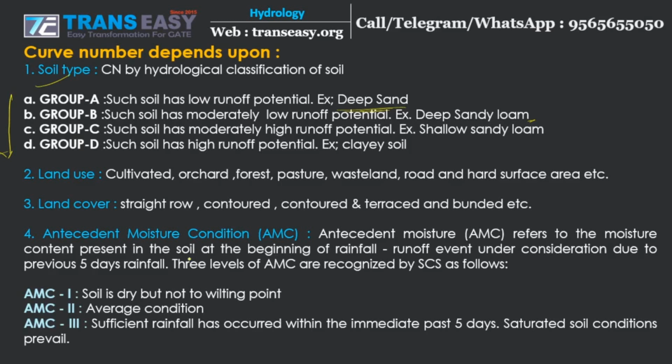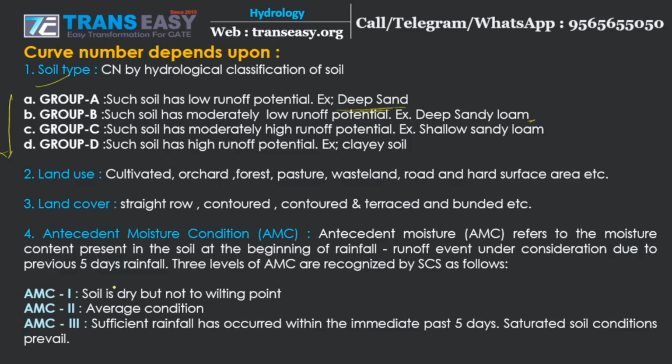Before precipitation, moisture of the soil will decide infiltration and therefore excess runoff. So antecedent moisture condition refers to the moisture content present in the soil at the beginning of the rainfall. किसी स्टॉर्म के बिगिनिंग में सॉइल मॉइस्चर कंडीशन क्या है, उस पर भी आपका कर्व नंबर डिपेंड करता है.